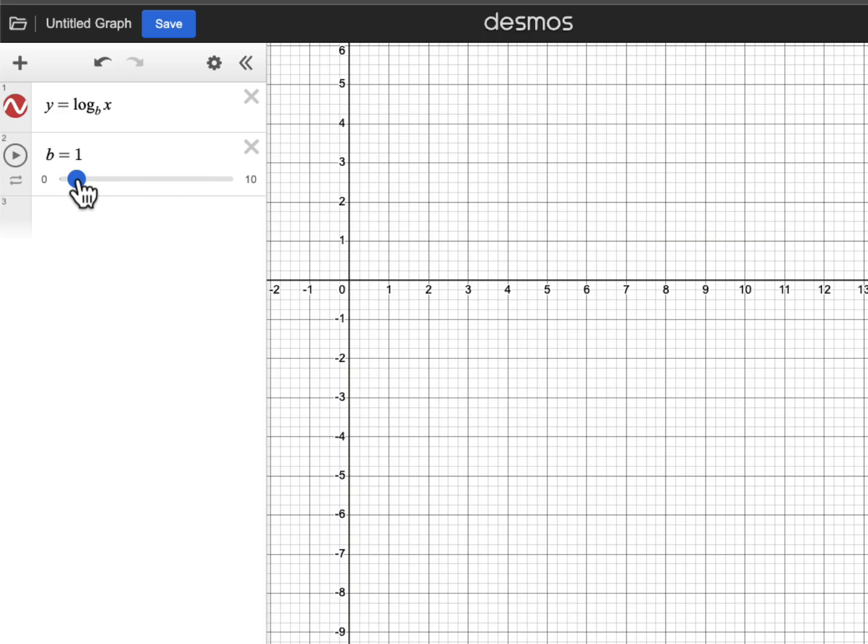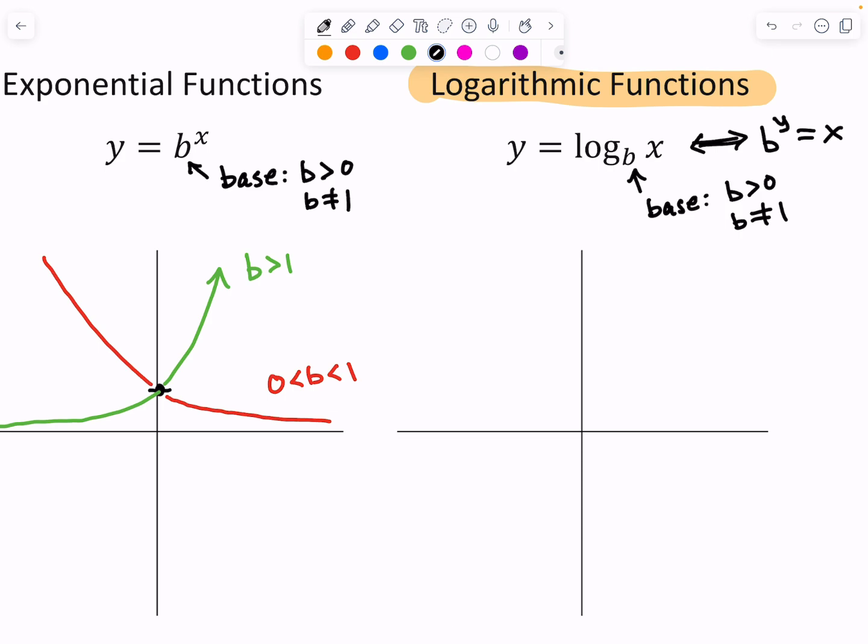If the base goes less than 1, we get decreasing logarithmic curves that again go through 1, 0, and even though the graphs flatten out, the outputs go down to negative infinity as x goes to positive infinity. So in our notes, these graphs all go through 1, 0. If the base is more than 1, we have an increasing logarithmic graph. And if the base is between 0 and 1, we have a decreasing logarithmic graph.